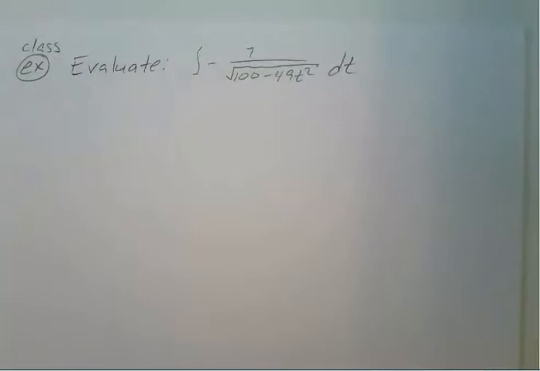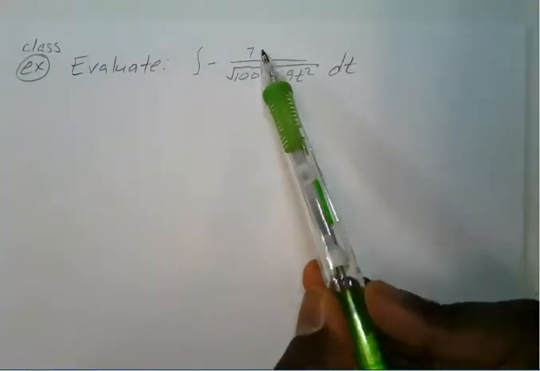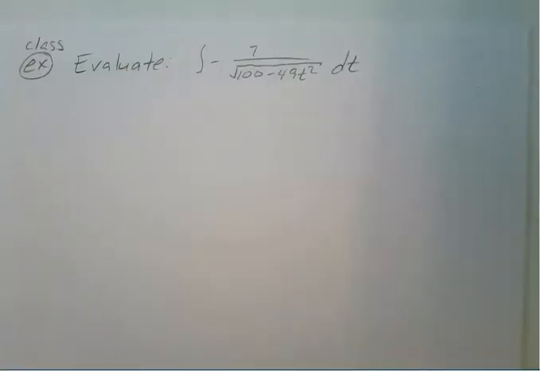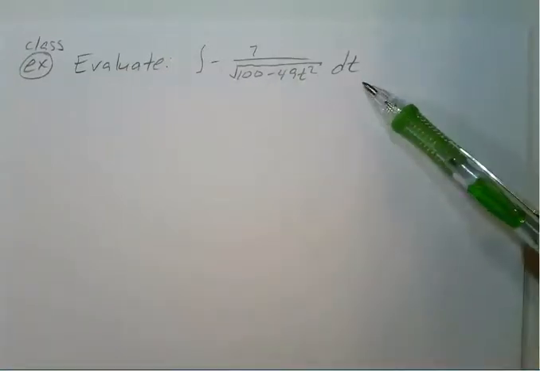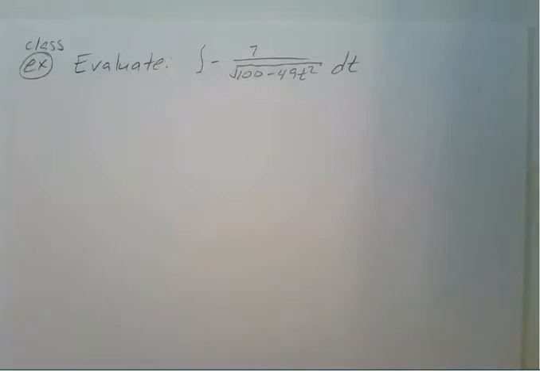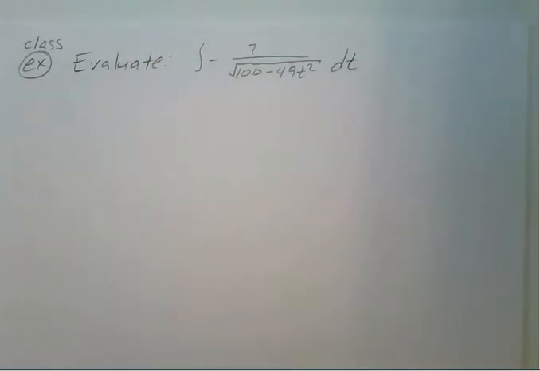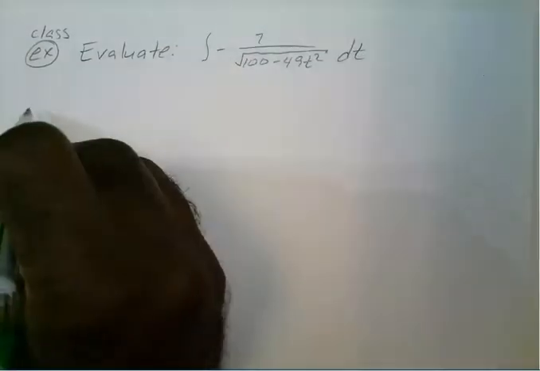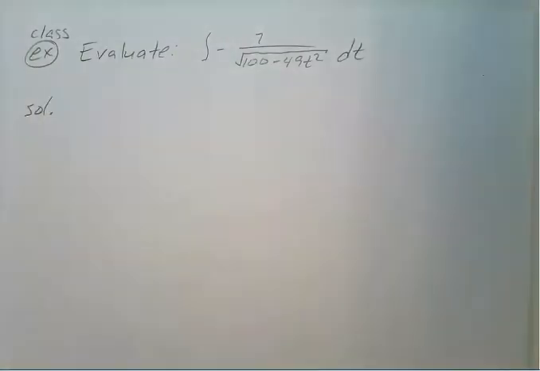Okay, so what if we wanted to evaluate the integral of negative 7 over the square root of 100 minus 49t squared with respect to t? Okay, so what I want you to do is press pause and using the same method as the previous example, try to solve this one on your own. All right, so I'm assuming you've paused it and worked it out. So let's verify.